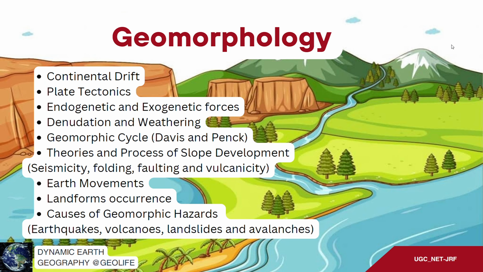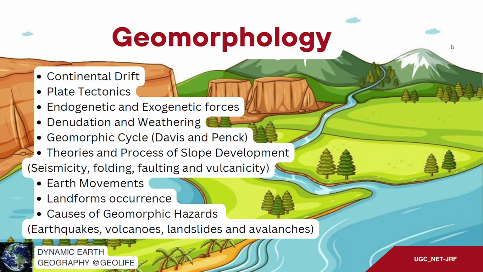The first unit, geomorphology, comprises the concepts and terminologies of continental drift, plate tectonics, endogenetic and exogenetic forces that create our Earth, then denudation and weathering processes and also agents, then geomorphic cycles by Davis and Penck, then theories and processes of slope development, and then seismicity, folding, faulting and volcanicity.